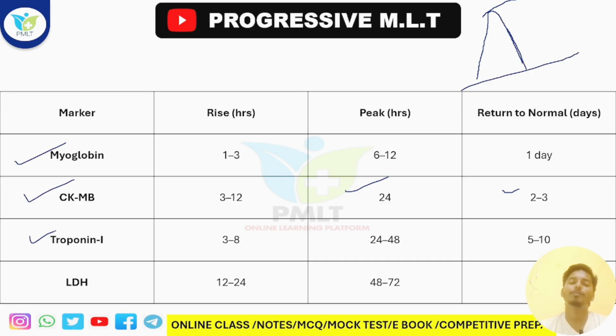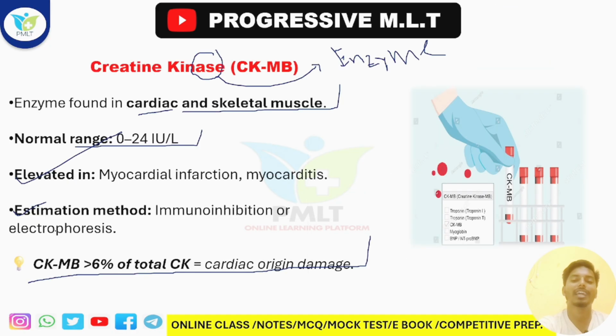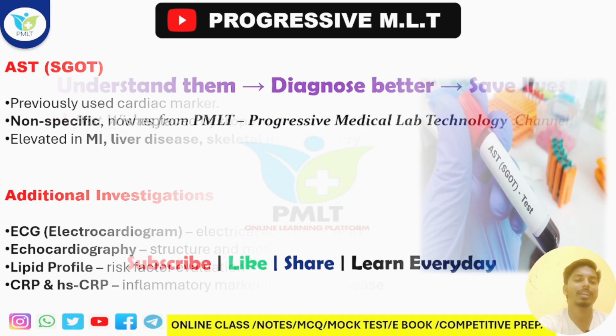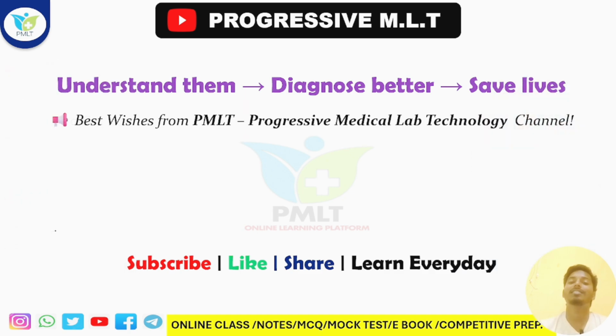Last but not least, LDH rises within 12 to 24 hours, peaks at 48 to 72 hours, and returns in 7 to 10 days. Those are all the markers, their rise levels and their normal ranges. That's all related to the cardiac function test. Understand them, diagnose better, and save lives.